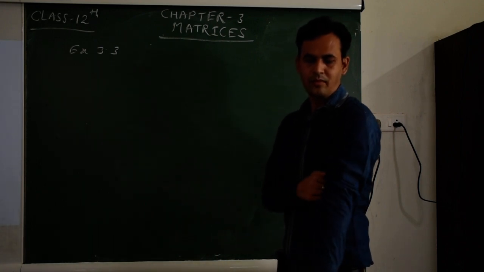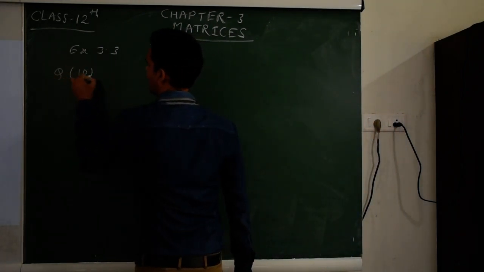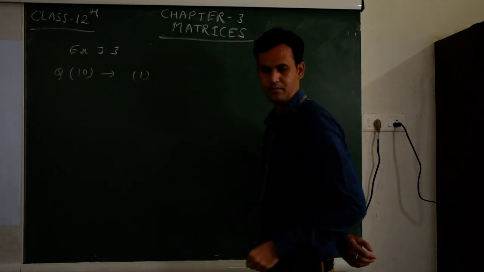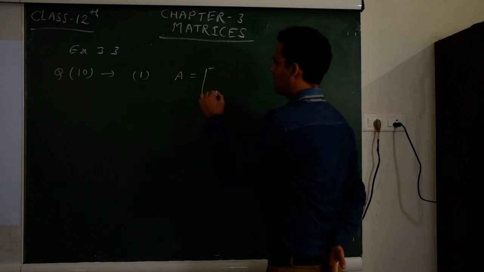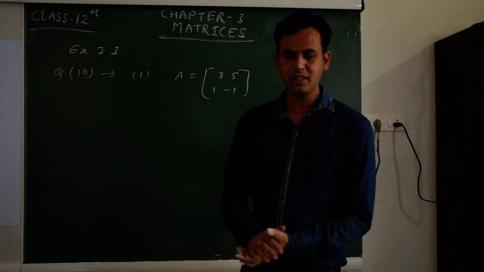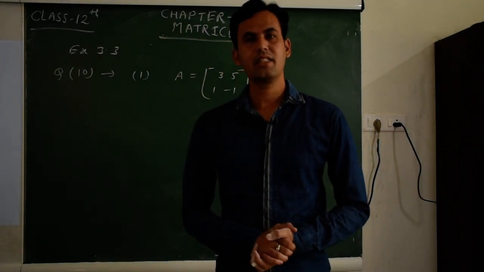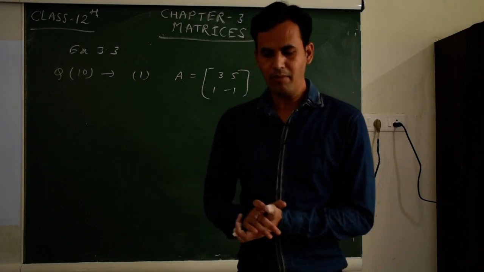Question number 10. First, A is given as [3, 5; 1, -1]. And the question is, express the following matrices as the sum of symmetric and skew symmetric matrix.